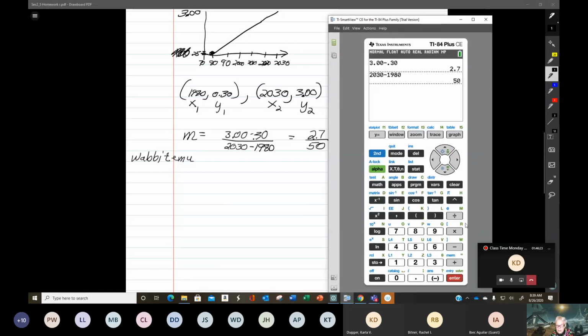And I'm going to divide 2.7 by 50. I thought it would be something ridiculous like 0.0000 something. Okay, good. This is our change in price per year.